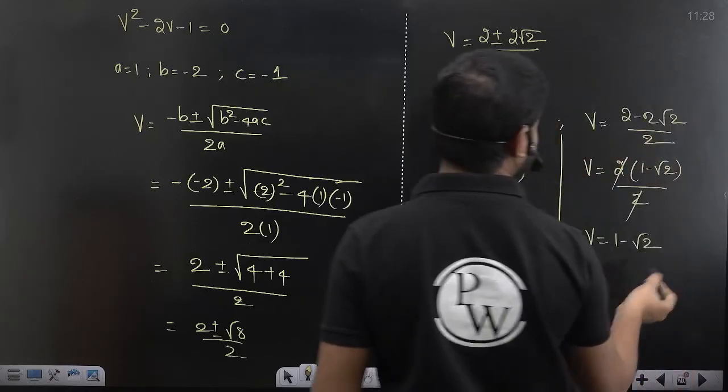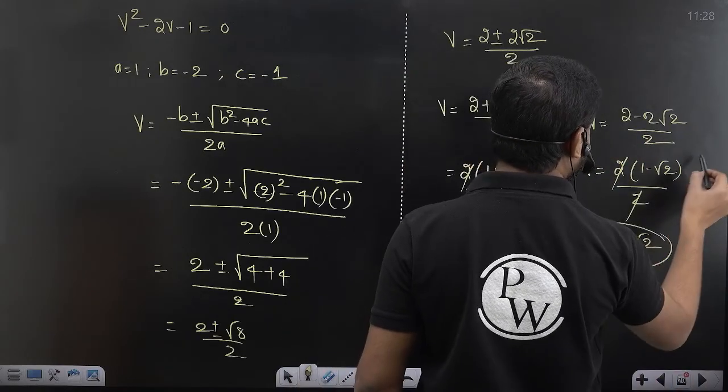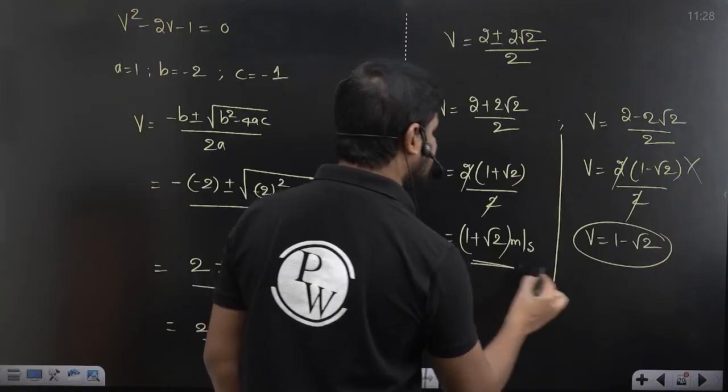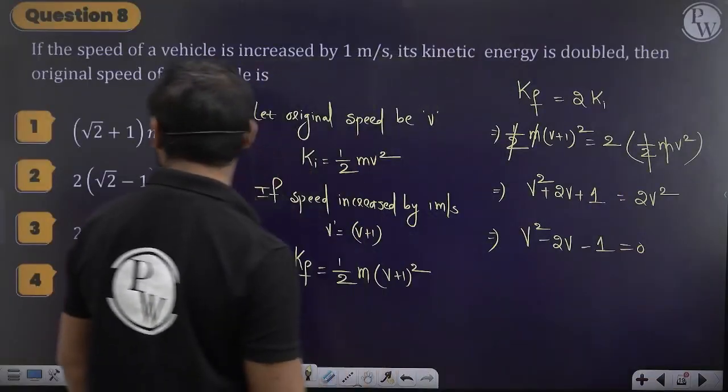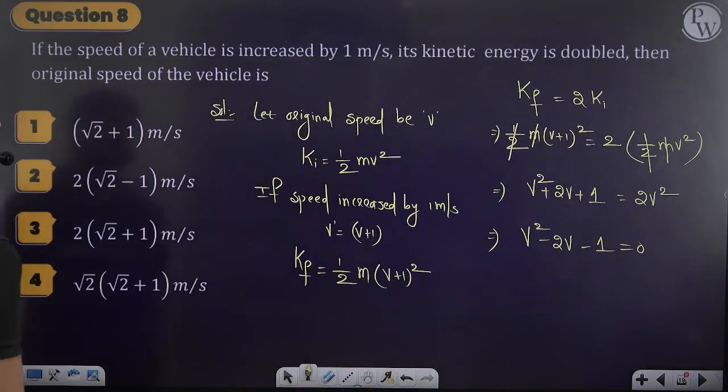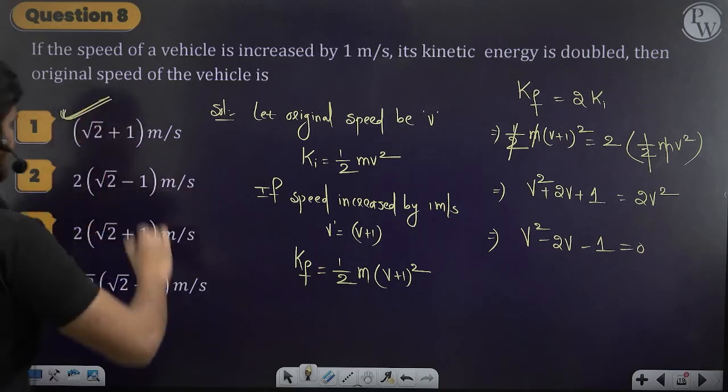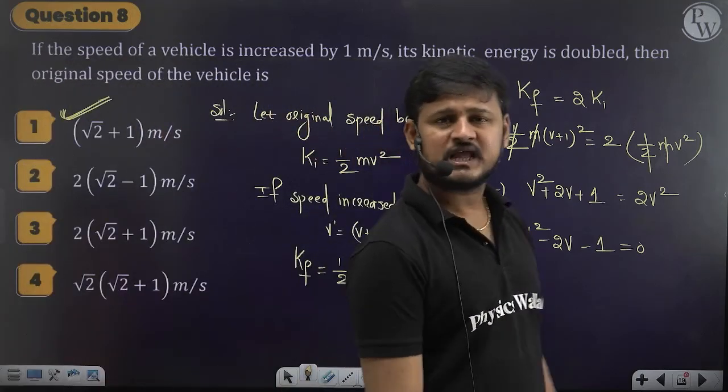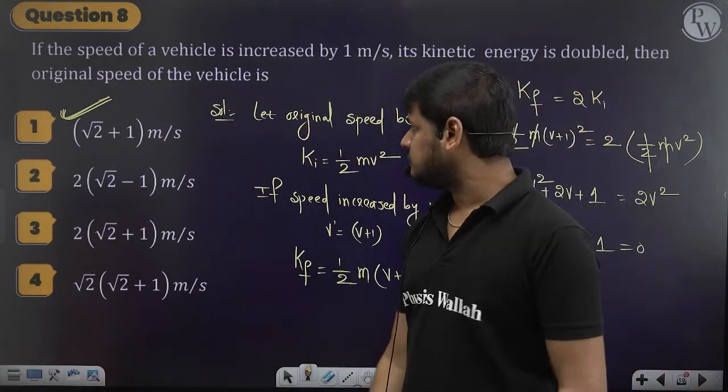So root 2 value is greater than 1, so the velocity can't be negative. So ignore this part. So this should be the answer, root 2 plus 1 or 1 plus root 2. Option A is the correct answer, guys. Clear? Understood the concept, everyone? Chalo.